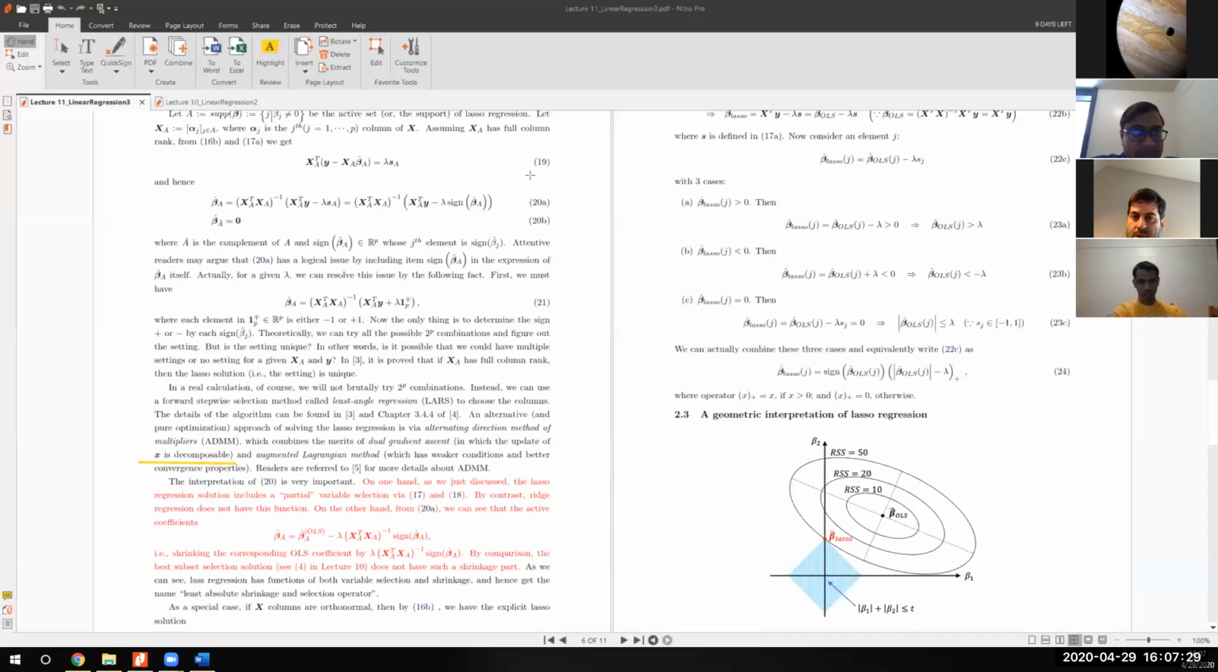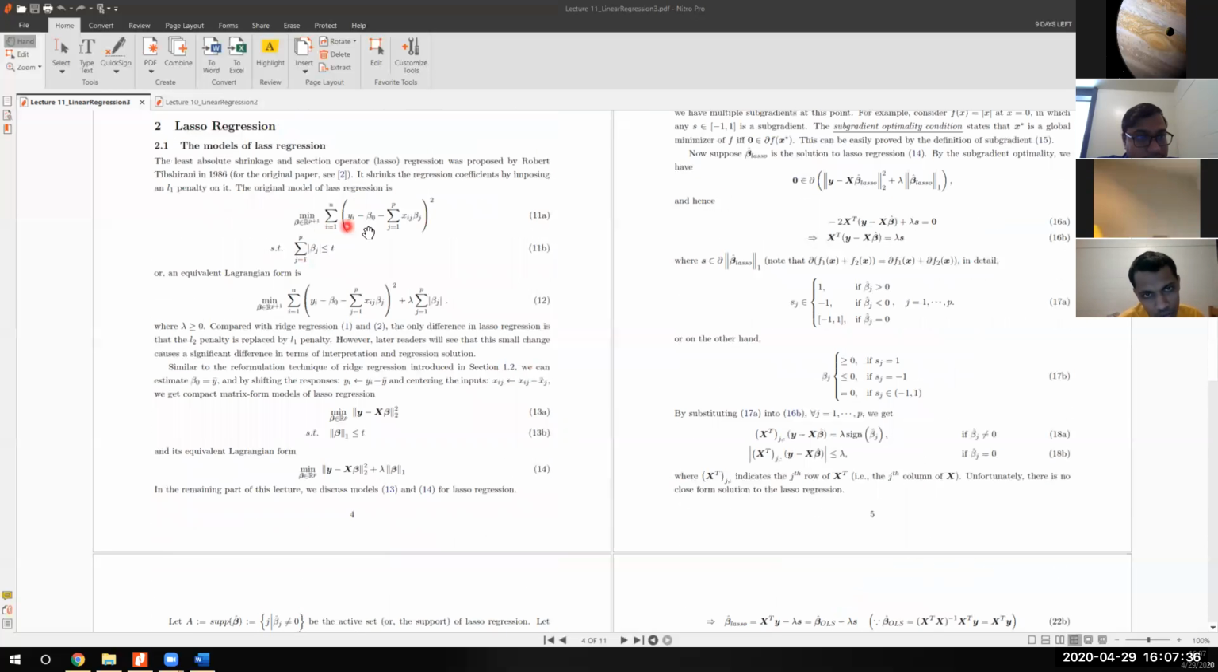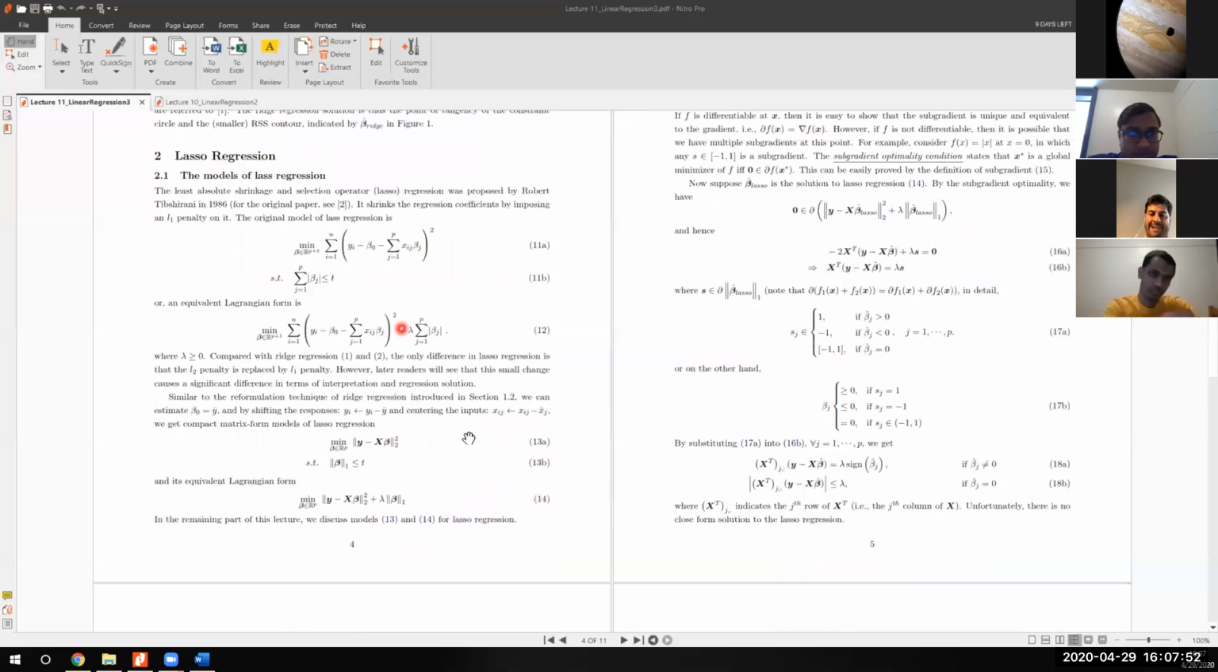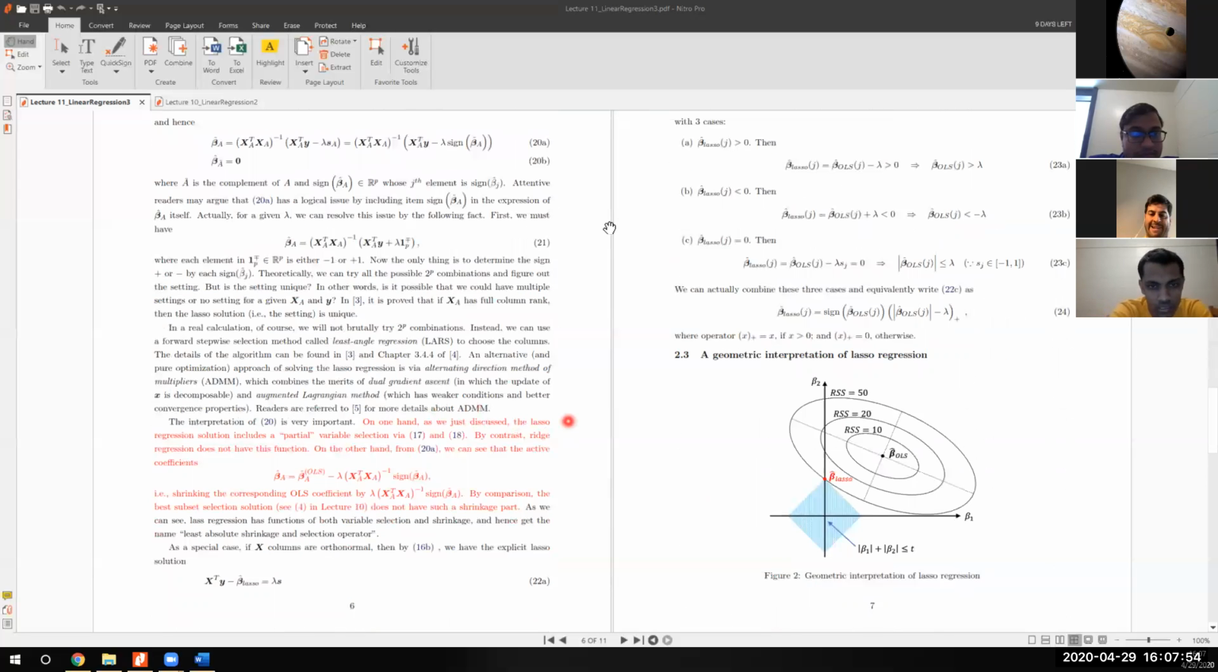Why do I care about decomposition here? Because have a look at the Lasso. Lasso looks like this. See, the summation of so many y1, y2, y3, y4, and also here beta 1, beta 2, beta 3, beta 4 till beta p. I want to decompose it. For each j, I want to solve it first. So this is decomposable, which is the first advantage of ADMM, in which the update of x is decomposable.